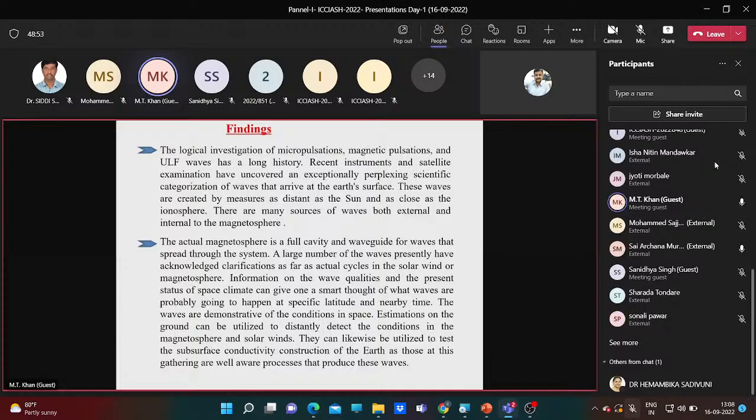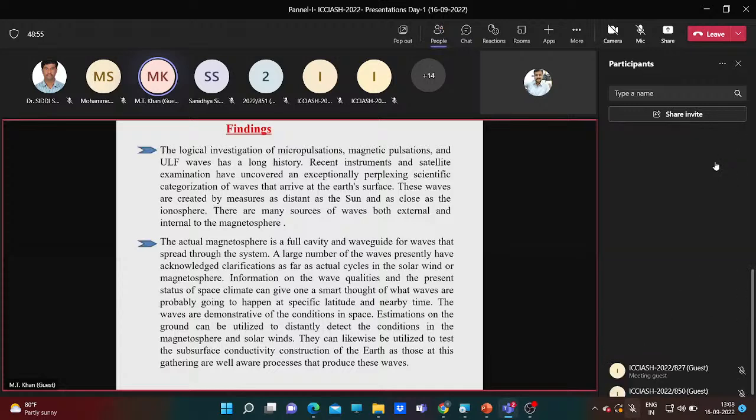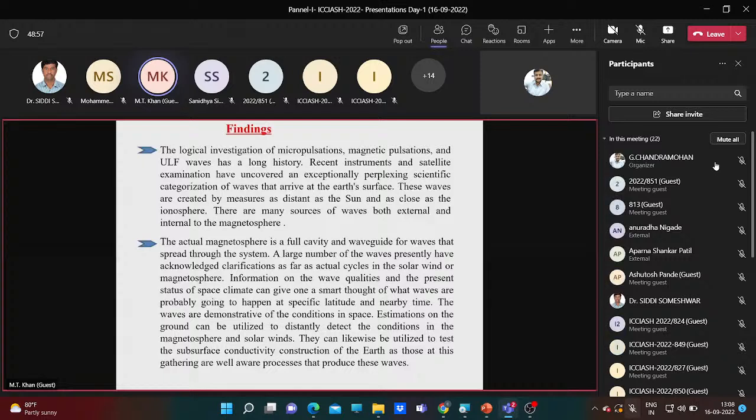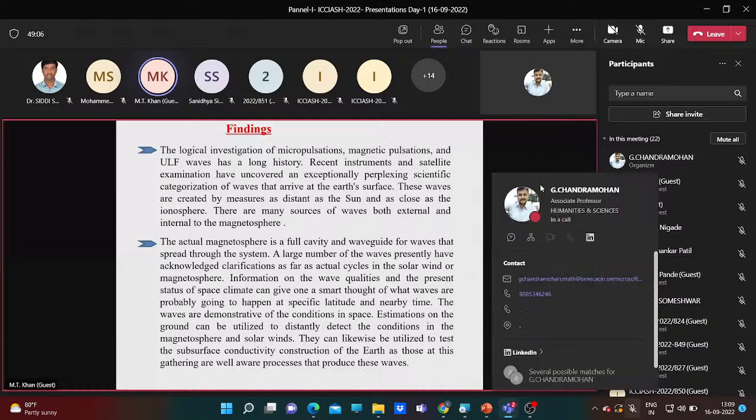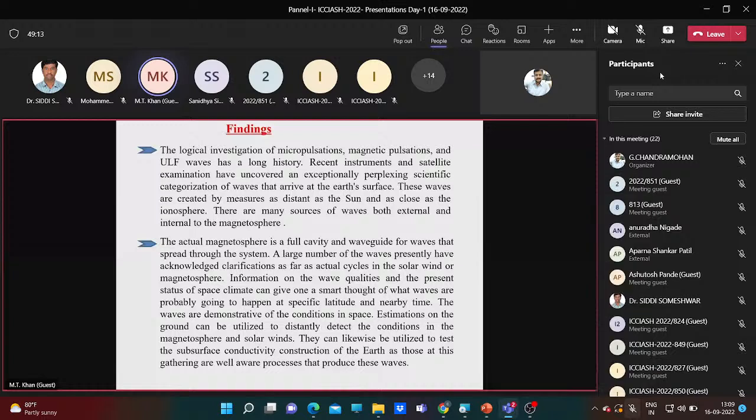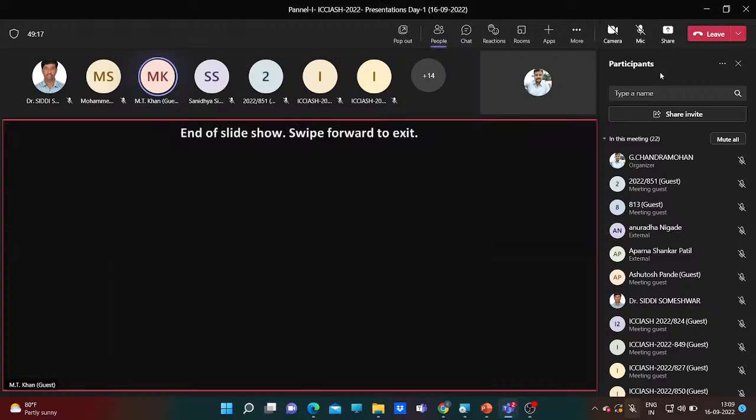They can likewise be used to probe the subsurface conductivity structure of the Earth, as those at this gathering are well aware of the processes that produce these waves. Finally, we can say that here we have a study that ULF waves are created internally and externally in the magnetosphere and ionosphere. Thanks.